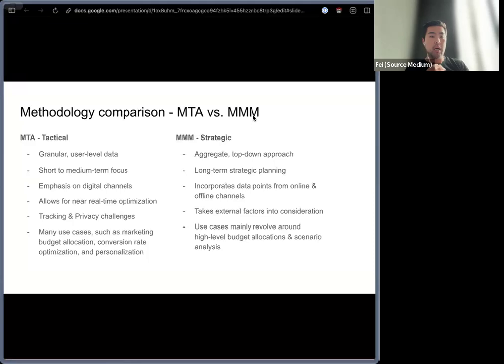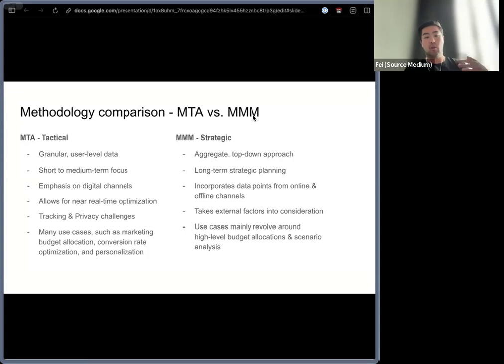So on the MTA side, we rely on very granular user level, event level data. That necessarily means it's mostly going to be data from digital channels, because that's where you can actually collect this data. The focus can be more on the short to medium term, and we'll get into that as we get into the use cases. What's cool about that is it allows for near real-time optimization, whether that is your marketing campaign or your on-site journey. And of course, it does face tracking and privacy challenges.